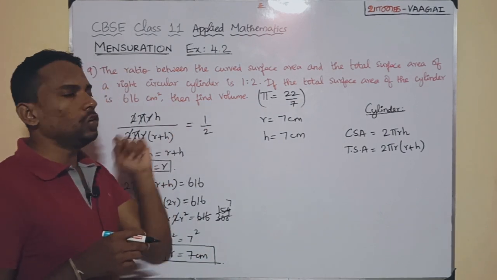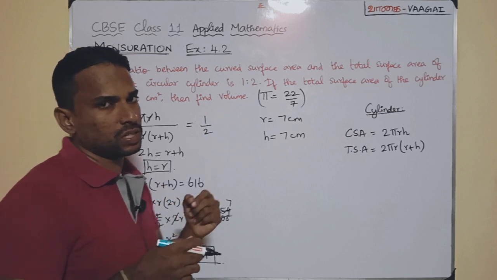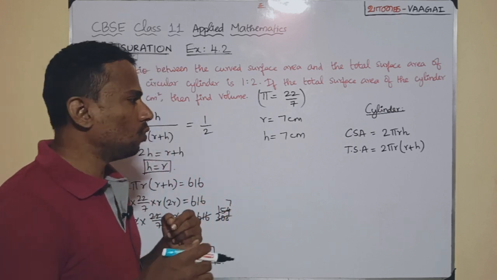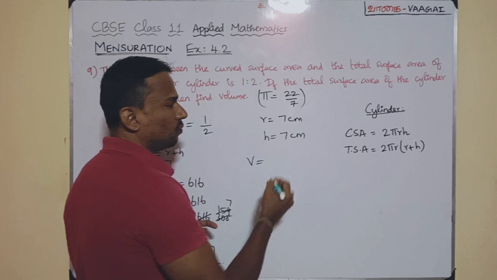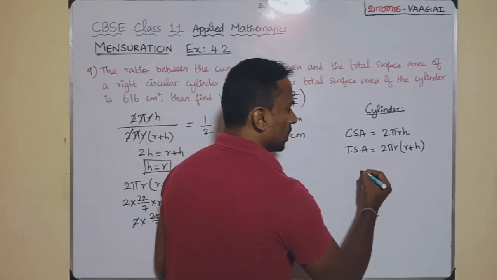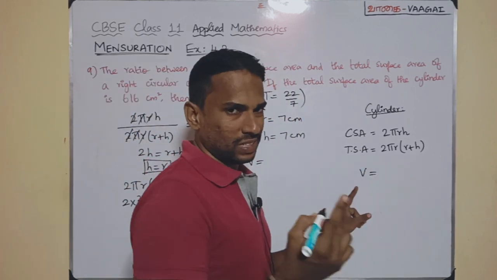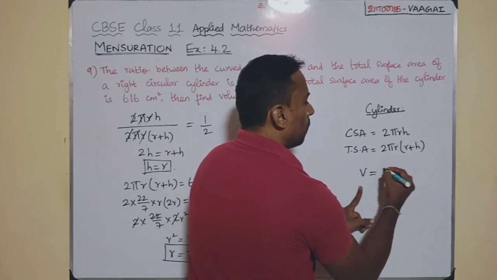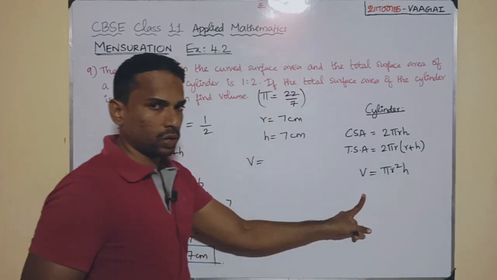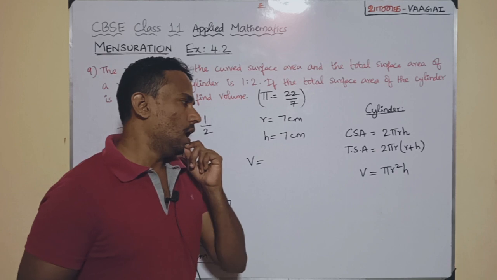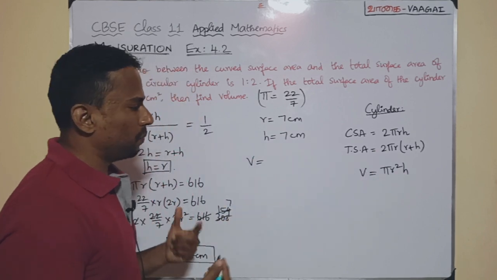Now find the volume of this right circular cylinder. To solve this we need to know the volume formula also. So let me take a note of the volume formula. Volume of a right circular cylinder is going to be pi r square h. Okay, this is the formula, you can note it. And now I can use this formula here. Let me do it directly.